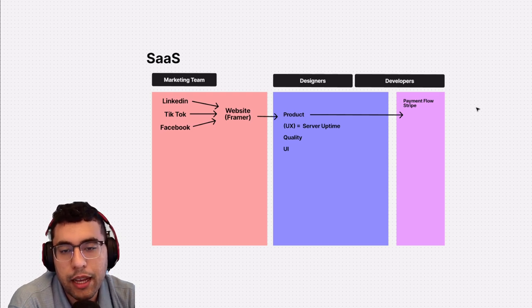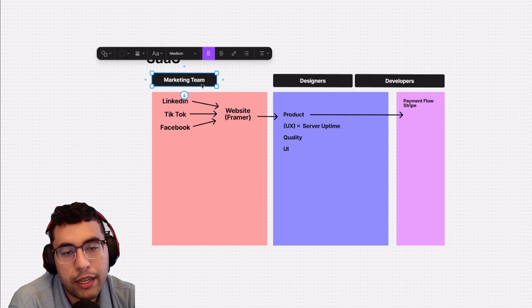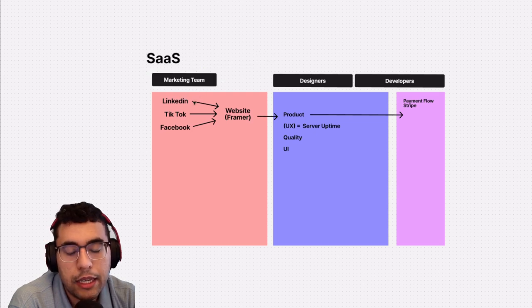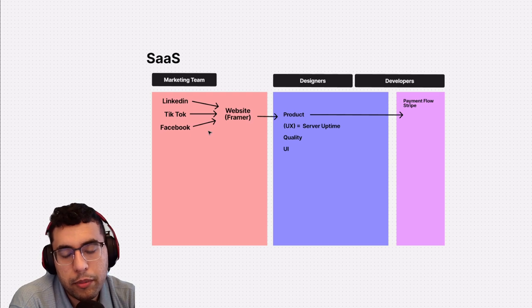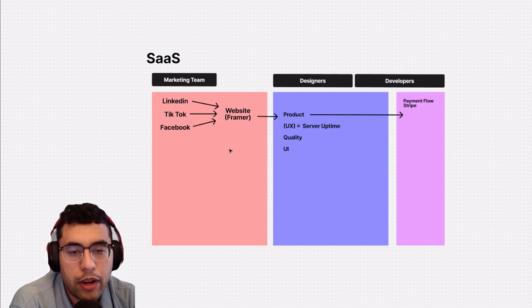I created this diagram to show you an example of what a SaaS funnel is fundamentally doing. First, you have a marketing team's responsibility, where you create lead generation content like LinkedIn, TikTok, Facebook, YouTube, or Reddit. Could be a way to inform users of your idea, product, or industry. And then that link that you create takes you over to the website, Framer. Then once they get to the website, you'll have a call to action that takes you to the product. And that product is where you have other factors like the user experience, quality, and UI.